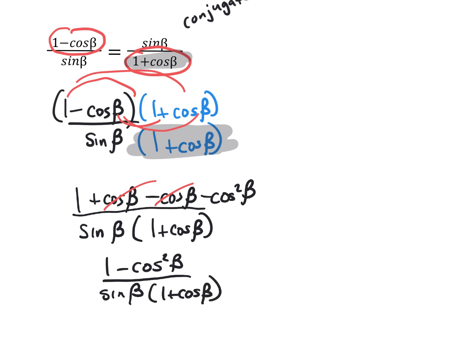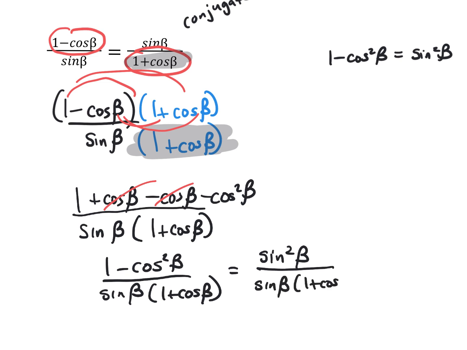Now, if you remember, one of our rewritten Pythagorean identities is 1 minus cosine squared beta equals sine squared beta. So I can now replace the top with sine squared beta over sine beta times 1 plus cosine beta. Now, we're almost there because notice I have two sines on the top, one on the bottom, so I can cross one out. So I end up with sine beta over 1 plus cosine beta. And that is our proof. That is what I'm trying to make it equal, so that's what it's going to be.